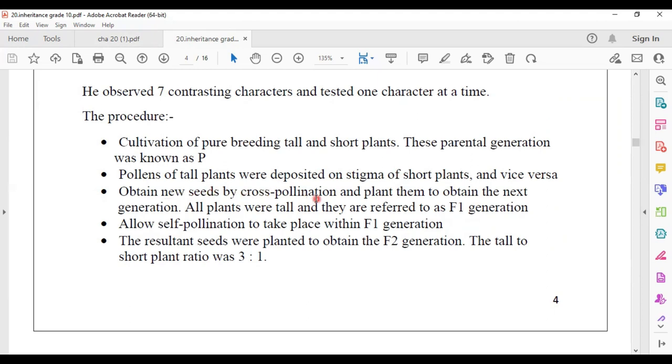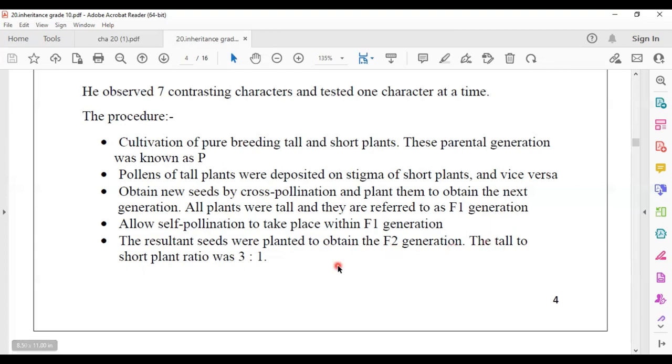Then obtain new seeds by cross-pollination and plant them to obtain the next generation. After that, the seeds that came from that pollination were planted to get a new generation, and that generation is named the F1 generation. Then allow that F1 generation to undergo self-pollination. Self-pollination means the pollination occurs only inside the same flower, and another new generation is obtained. Then the resultant seeds were planted to obtain the F2 generation.